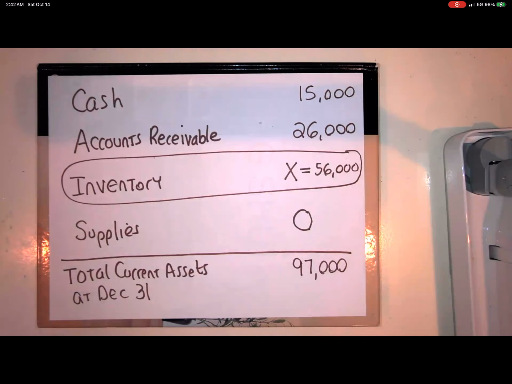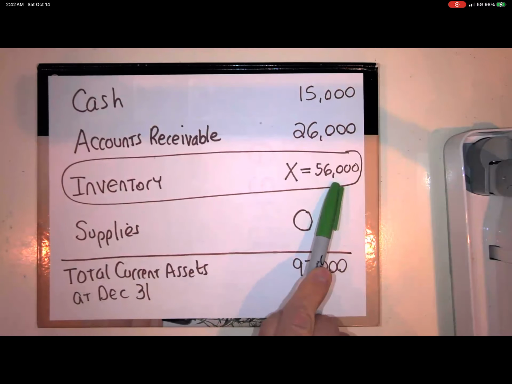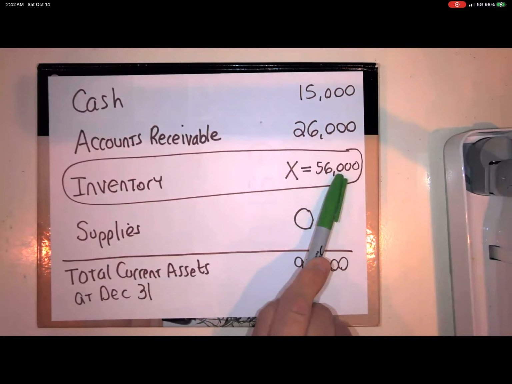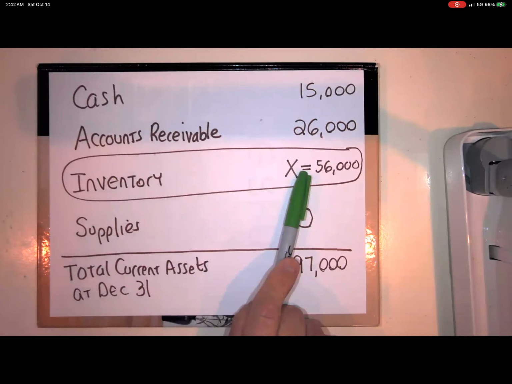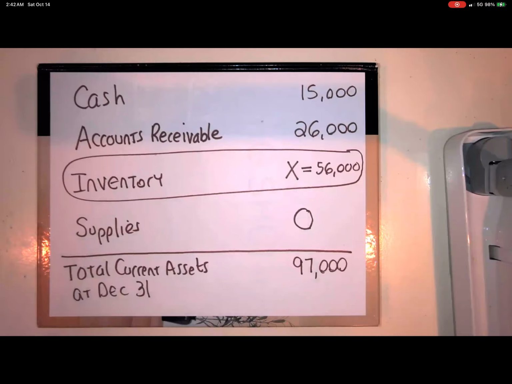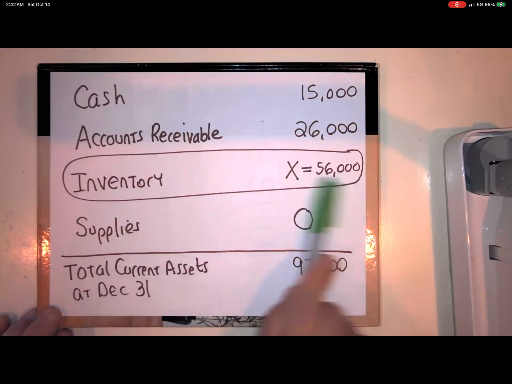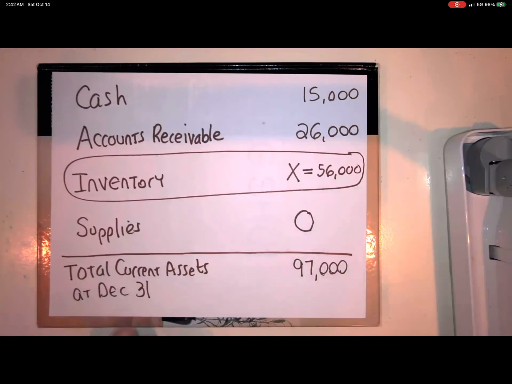For number 5, is the answer 97,000 or is it already given, or is it 56,000? They asked for the inventory balance. Yeah, I don't know why I mixed that up. I was thinking assets instead of inventory. Nope. They asked for the inventory, so the answer is 56,000.